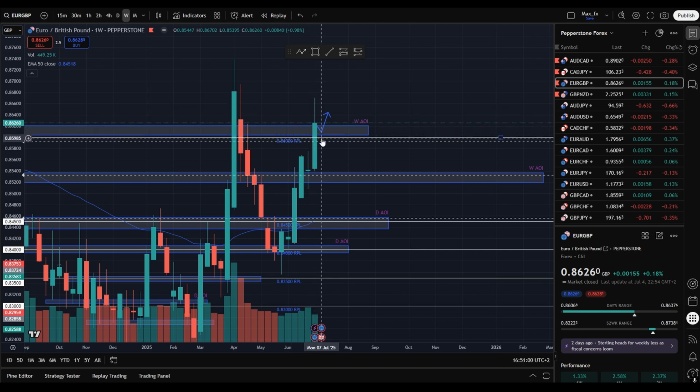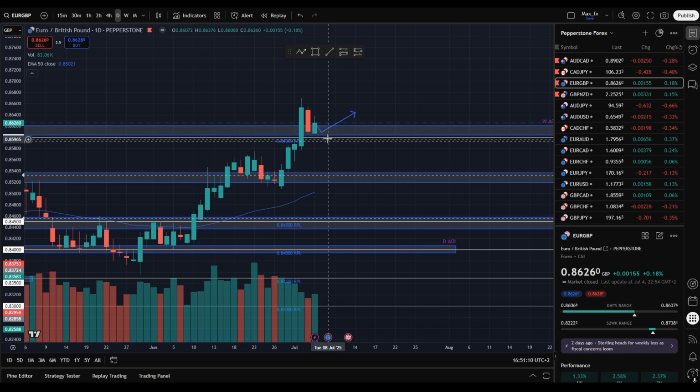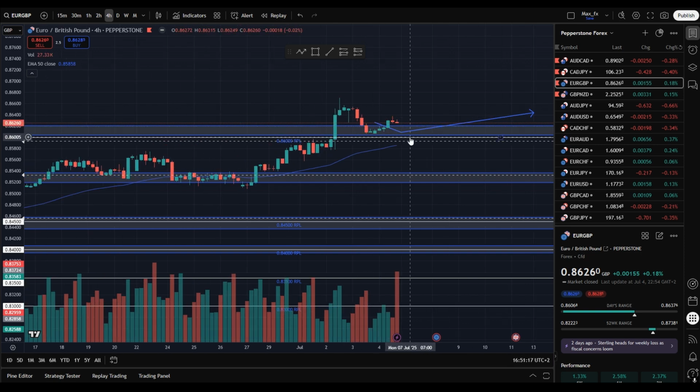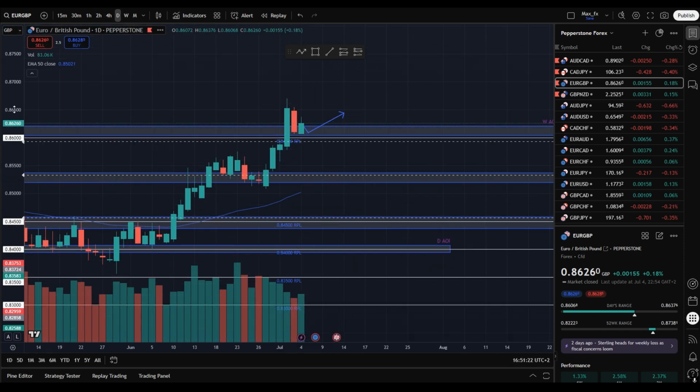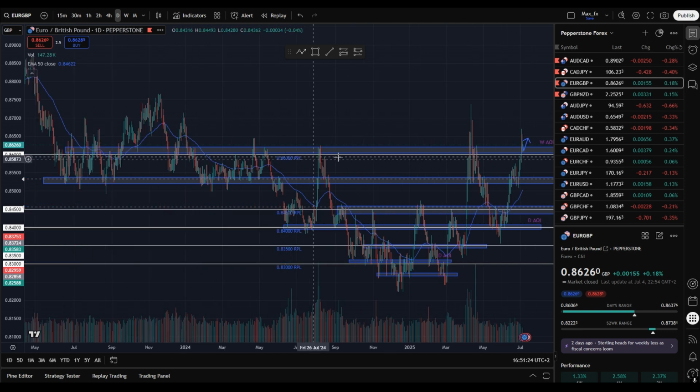So I want to see a wick down back into this area of interest and this round psychological level here, the 0.86 round psychological level. This is going to be the retest and the liquidity sweep. I first want to see some liquidity being swept here and then showing me some neutral candles or just neutral price movement in order for me to open a long position and buy Euro GBP, then profit off of the next move to the upside.